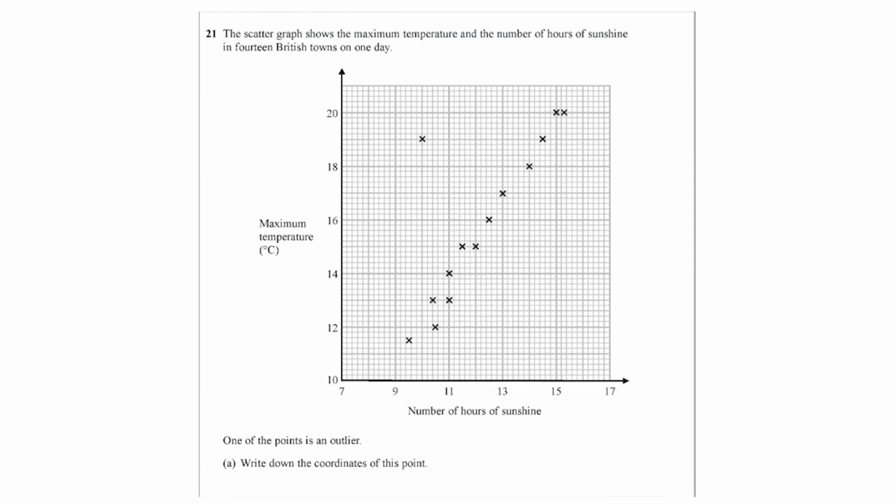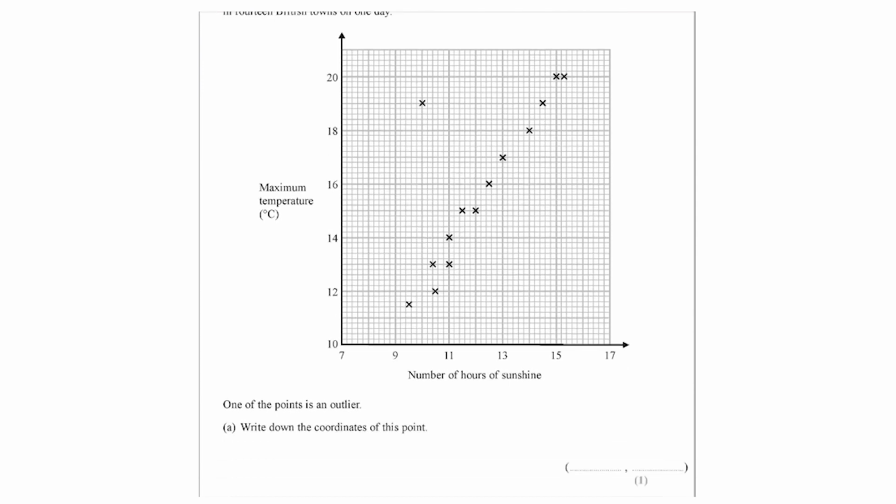You can see most of the points sort of follow this trend. We've got that diagonal going from the bottom left up towards the top right. But there is one point that is sort of sticking out. It's all on its own, and that point, I'm showing it there, is what we call an outlier. It's not really following that trend. And the coordinates of that point are 10, 19.